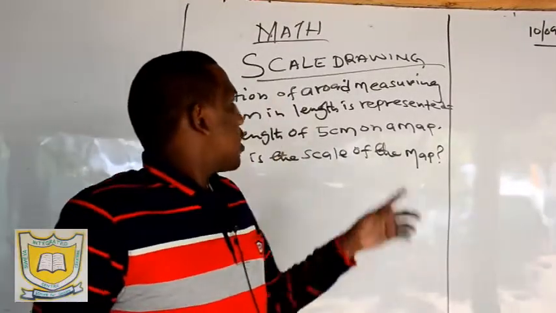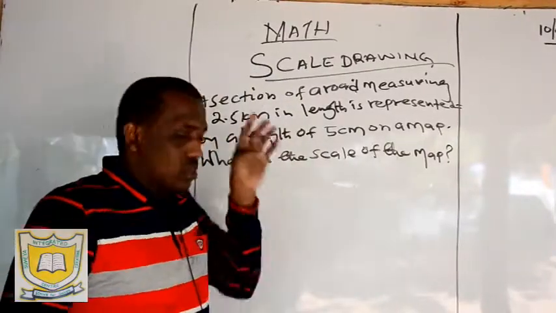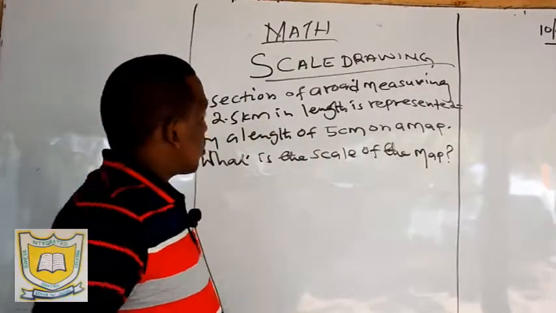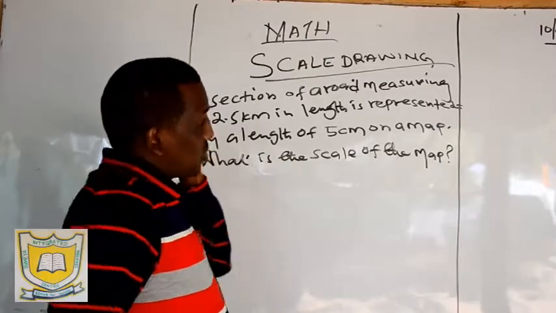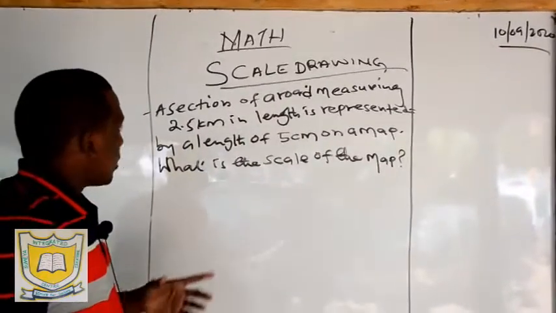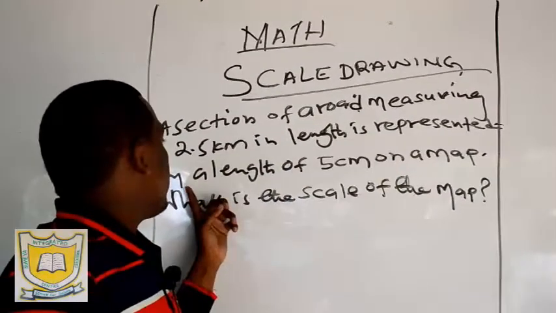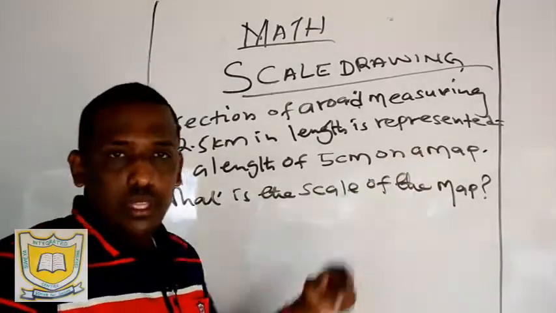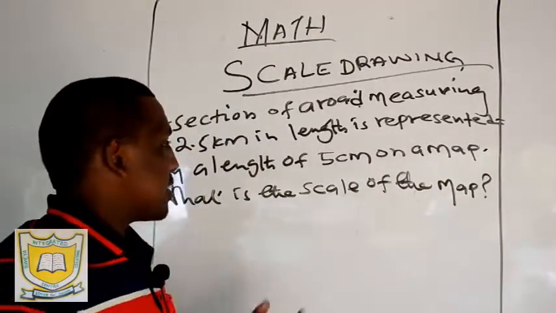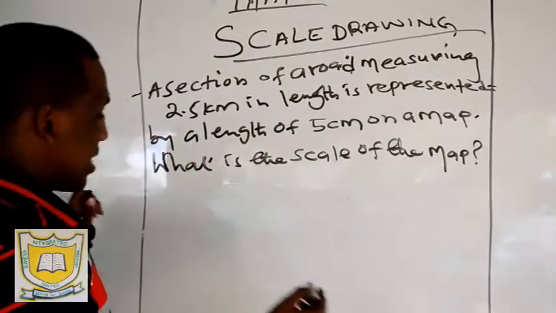Today we move to another topic called scale drawing. Here is a question concerning scale drawing. A section of road measuring 2.5 kilometers in length is represented by a length of 5 centimeters on a map. What is the scale of the map? They are asking for the scale.